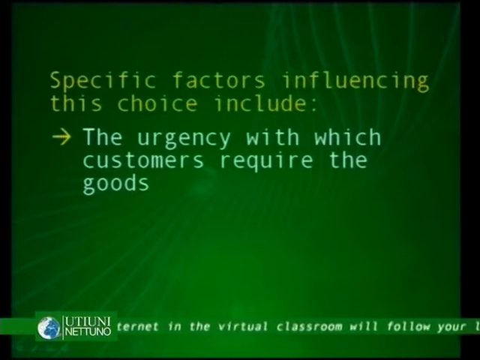Specific factors influencing this choice include the urgency with which the customer requires the goods. I said already to you, if we are talking about foodstuff, it is something that has to be moved very safely and very fast. So we have to arrange and be capable of having international forwarding agencies which guarantee us the speed and the quality of the service.